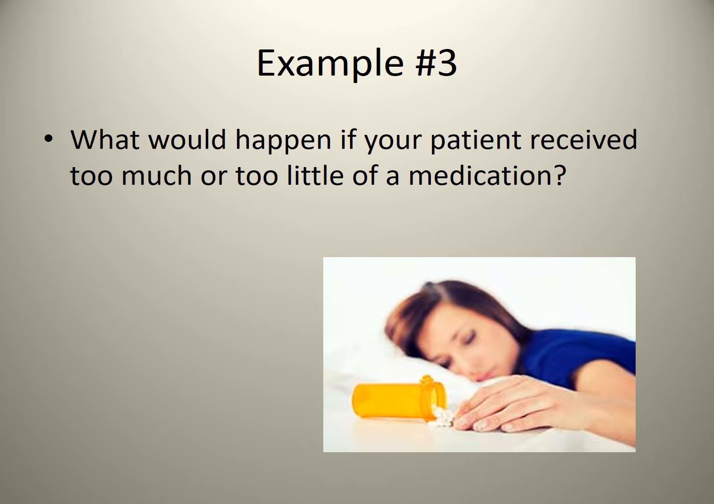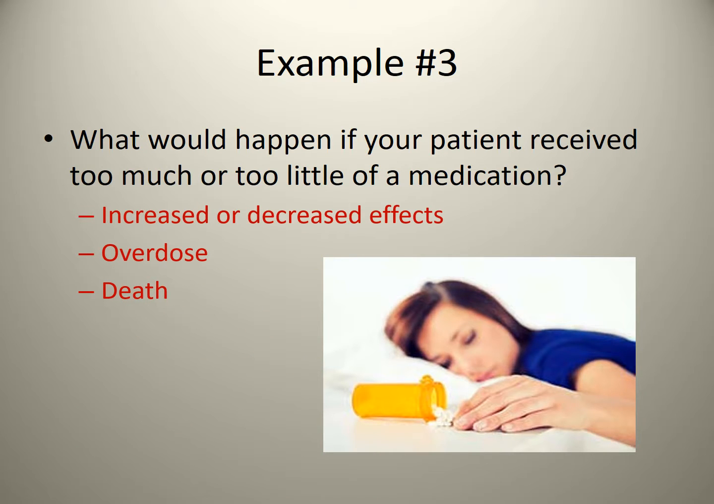For example 3, what would happen if your patient received too much or too little of a medication? There could be increased or decreased effects. For example, if a person received too much of a blood pressure medication, they could experience very low blood pressure, become very dizzy, possibly pass out, or worse, depending on the action of the drug and how it decreased the blood pressure in the first place. Too much of certain drugs could cause overdose and even death.